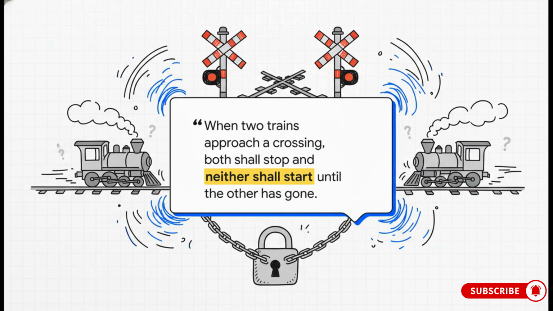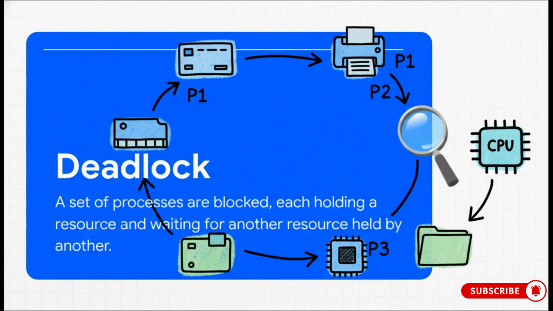Just think about that for a second. The result? A permanent, legally enforced standoff. Those trains aren't going anywhere, ever. And that, in a nutshell, is the exact same logical trap that happens inside your computer. So let's translate this into computer terms. Instead of trains, we have processes.